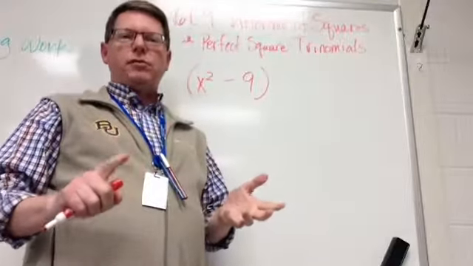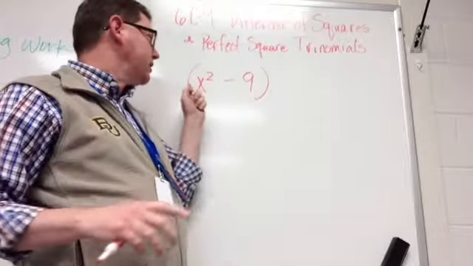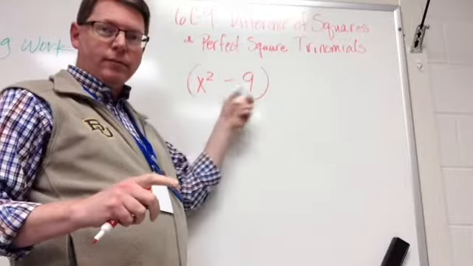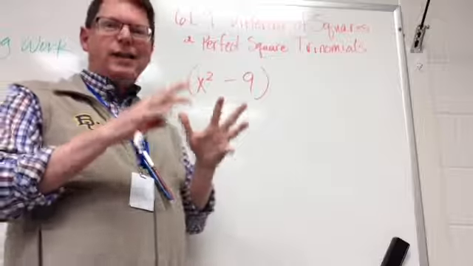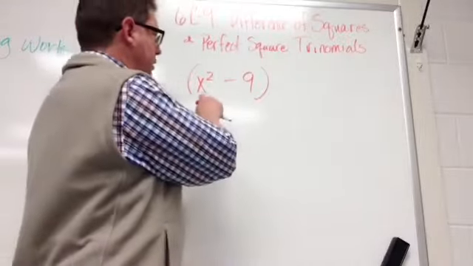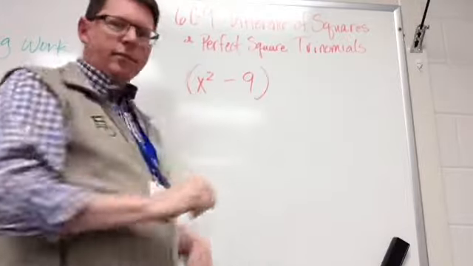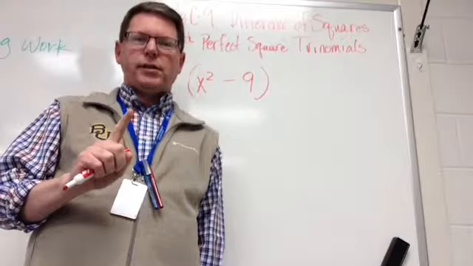That means it's a difference of squares. If there's a plus sign, it doesn't work. And a difference of squares is always a binomial. So we have to make sure we understand what a difference of squares is before we can factor it. Perfect squares being subtracted as a binomial. That's what a difference of squares is.